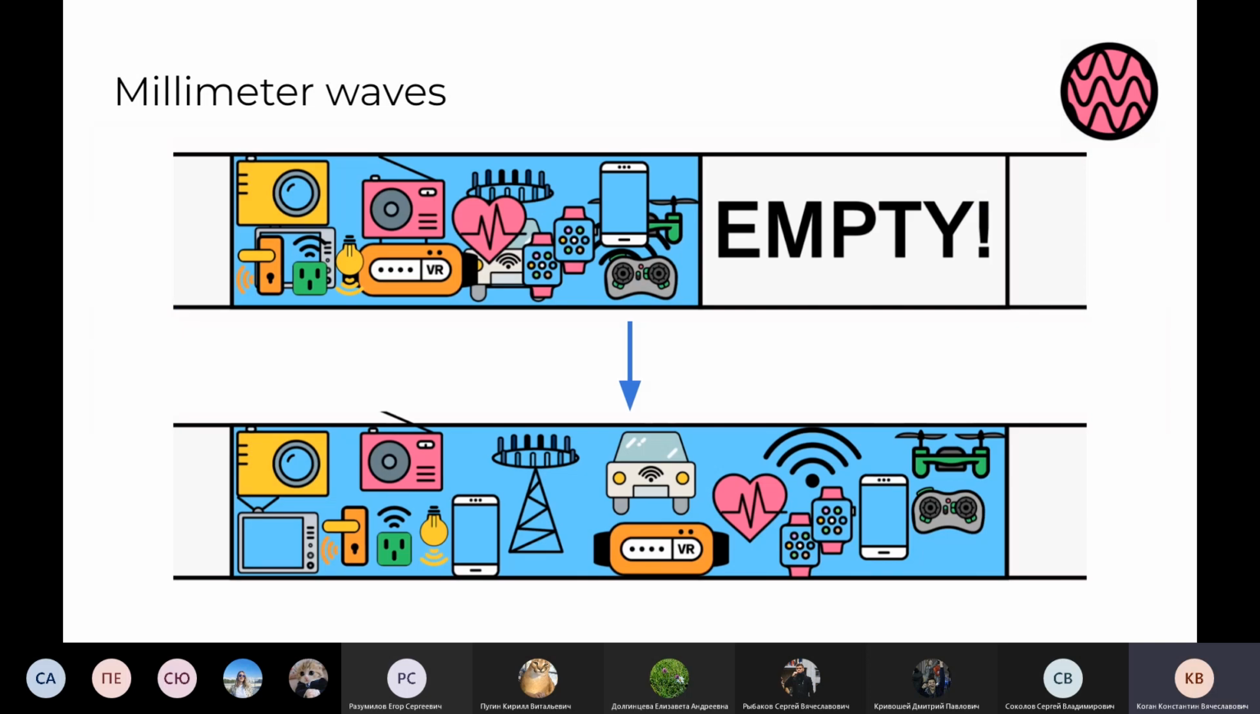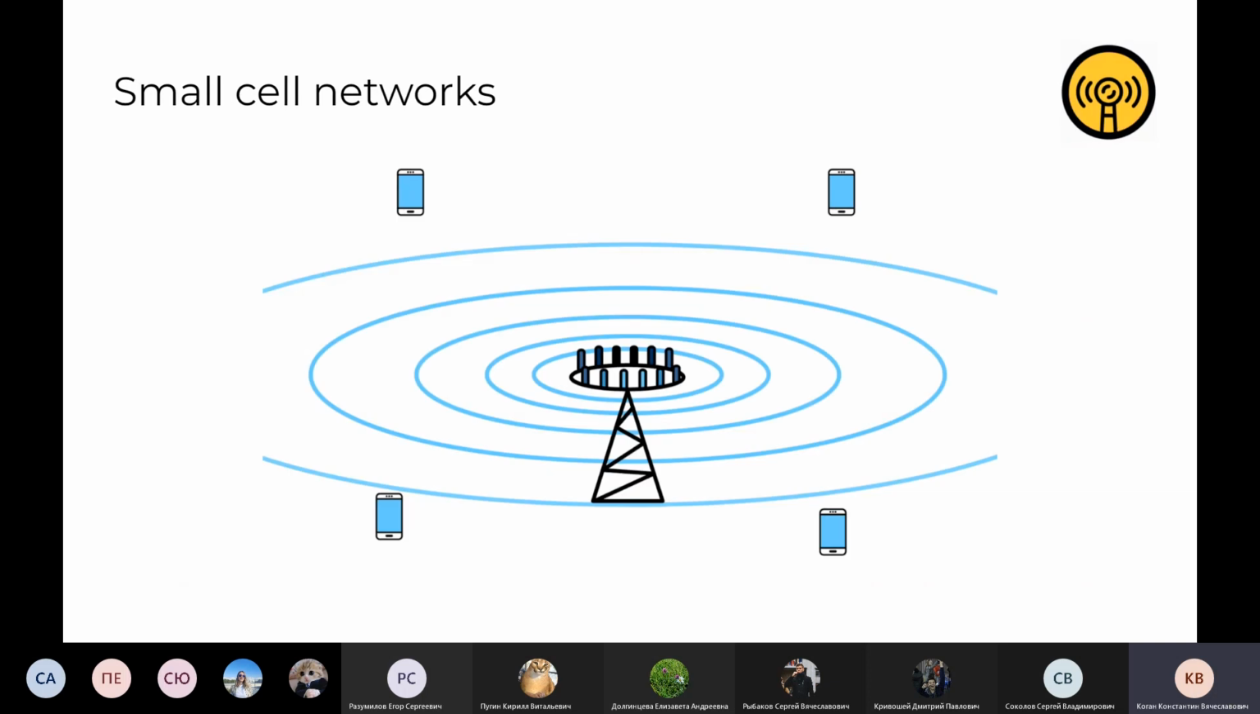The solution is to open up some new real estate, so researchers are experimenting with broadcasting on shorter millimeter waves, those that fall between 30 and 300 gigahertz. This section of spectrum has never been used before for mobile devices, and opening it up means more bandwidth for everyone. But there is a catch. Millimeter waves can't travel well through buildings or other obstacles, and they tend to be absorbed by plants and rain. To get around this problem, we'll need technology number 2, called small cell networks.